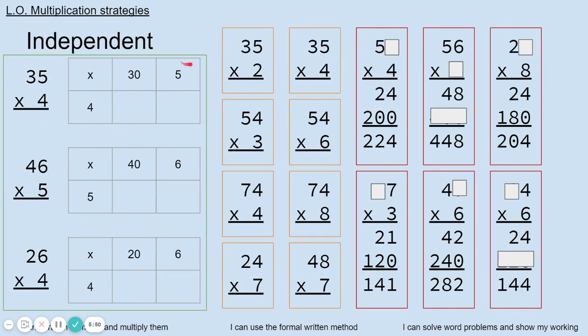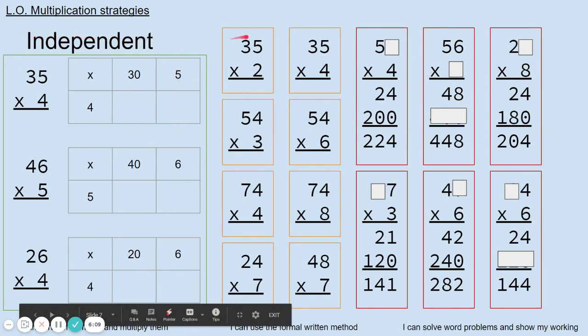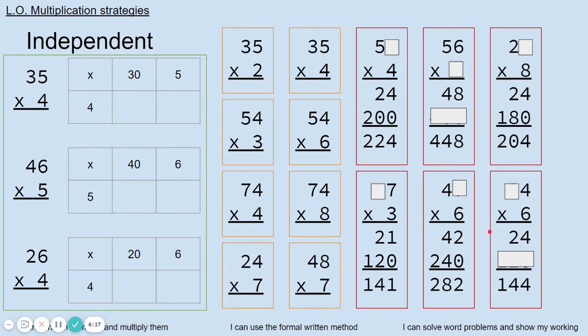So do these ones. Use the grids that are already done for you. There's already partitioned 30 and 5, that's 4, and this one's 46. It's partitioned into 40 and 6, multiplied by 5. And so you just put the multiplications in here and then write it out underneath. So there's some ones to start off with. If you're feeling more confident, you can have a crack at these. And then if you feel like you've got the hang of it, you might be able to solve some of these problems in that way. So that's the first challenge.